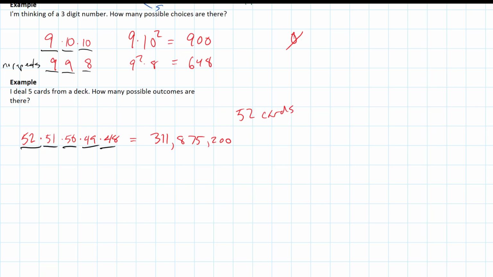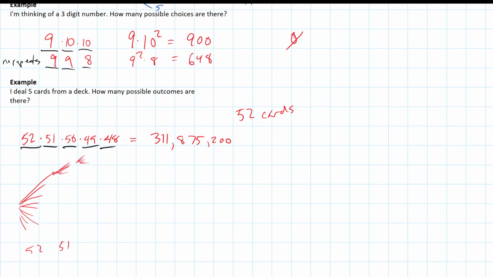Now, just to keep you on your toes, that means that the first card that I deal out, I could have 52 branches, right? And then from each one of those, I would have 51 branches coming off. And from each one of those, I would have 50 branches. Okay, so the fundamental counting principle uses this idea of the tree diagram, and it makes it easier to calculate with.